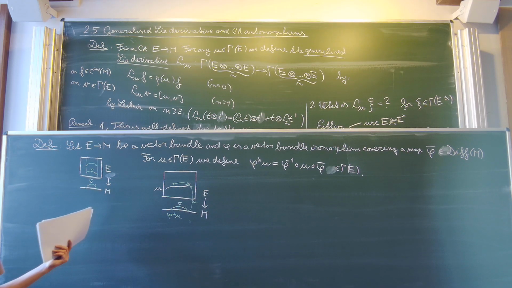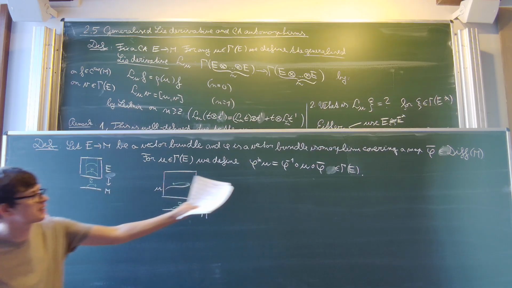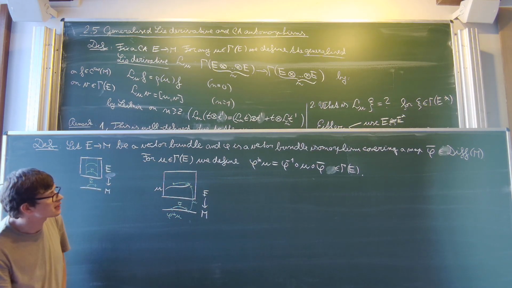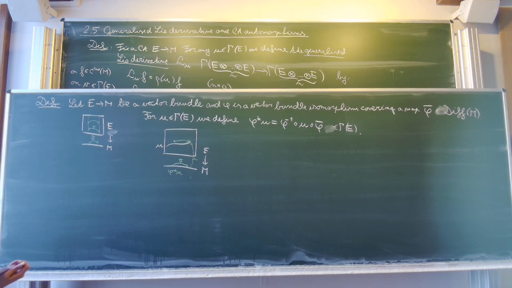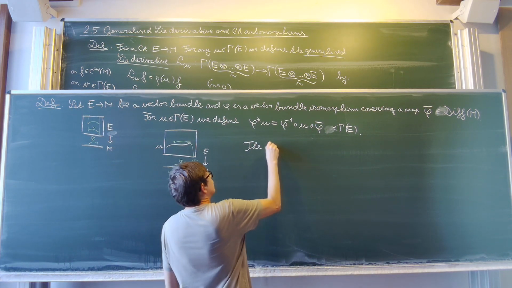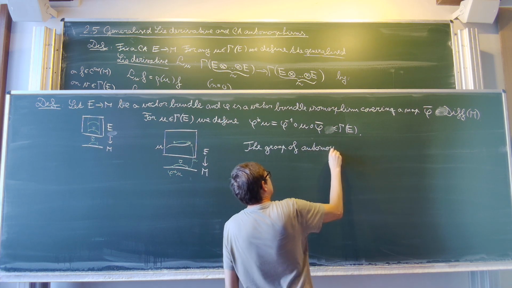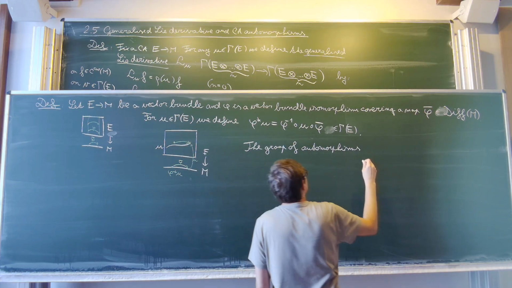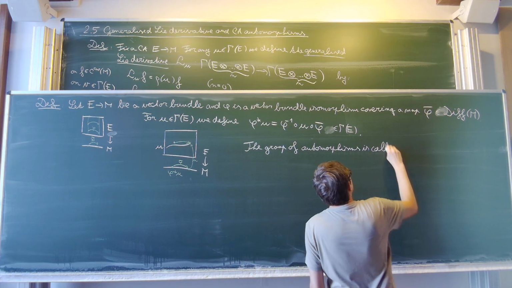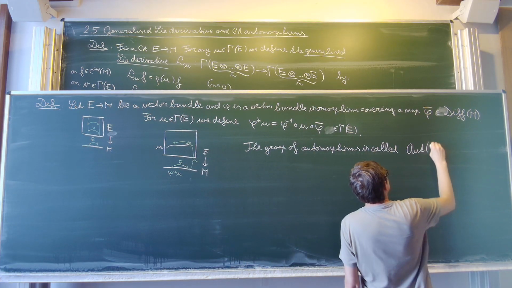Or alternatively, what you can say is that. Well, anyway. Okay, this is what it is. Just keep in mind that there are these two phis. It is a natural thing to do in a sense. Okay, and then I will call the group of such automorphisms Aut E.